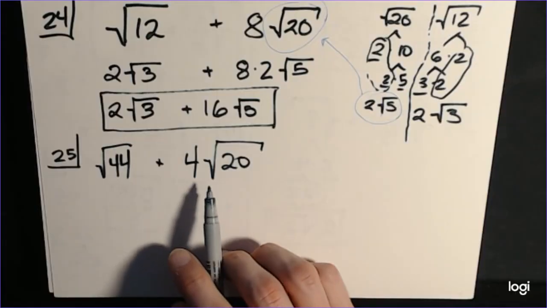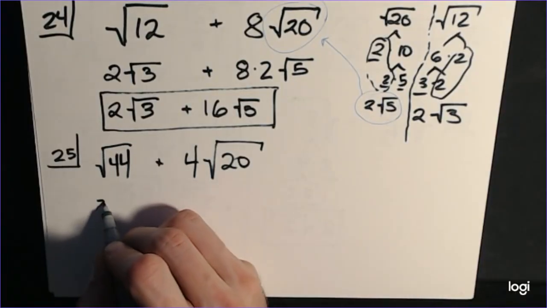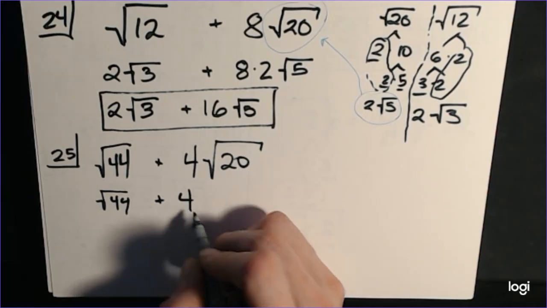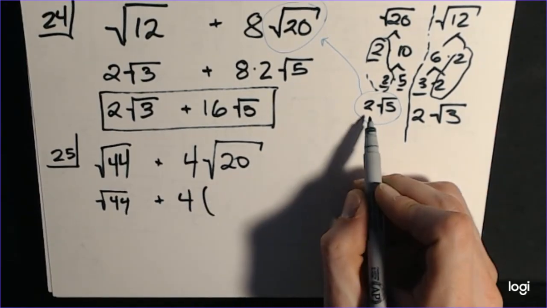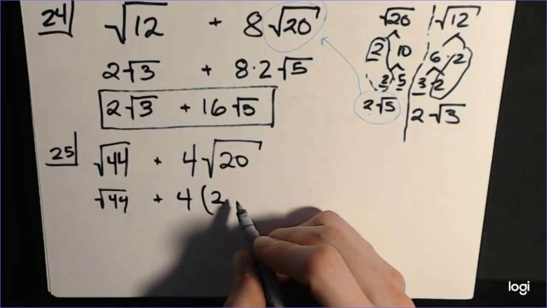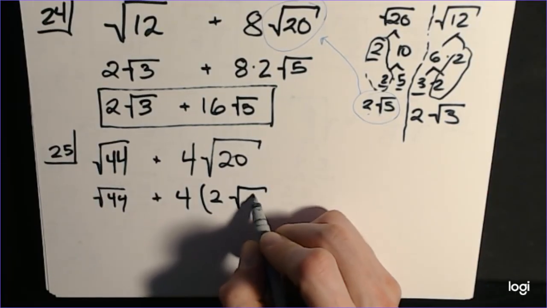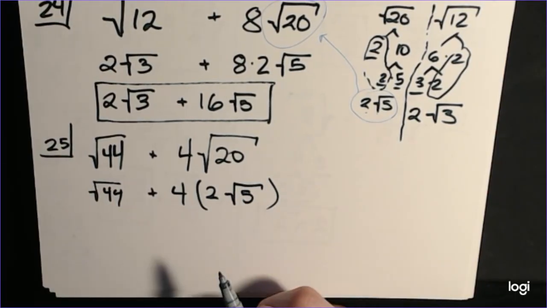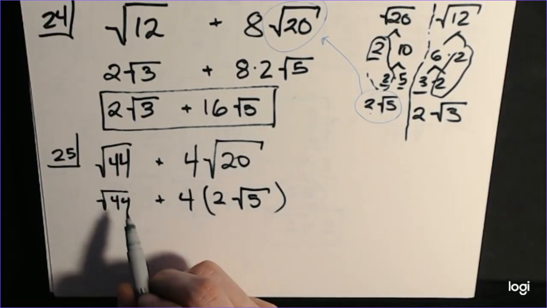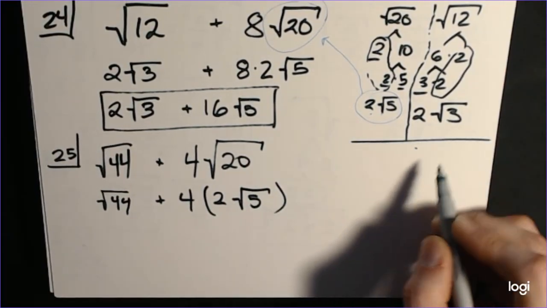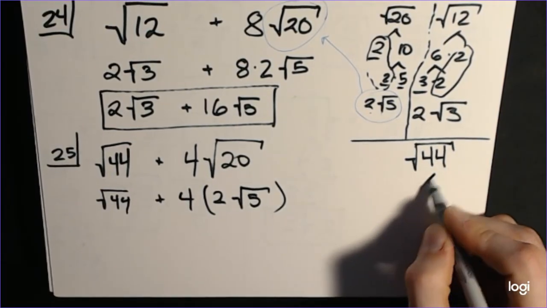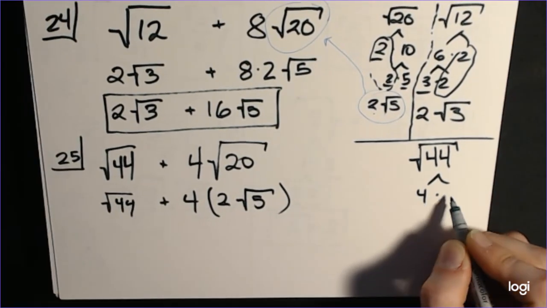And on this line here, I'm just going to rewrite it as square root of 44 plus 4 times, so we said the square root of 20 turned to 2 times the square root of 5. 2 times the square root of 5. Alright, so that's just going to be 4 times 2, which is going to be 8, but now we still have this 44 to deal with. So let's break down 44 into a factor tree, which is 4 times 11.